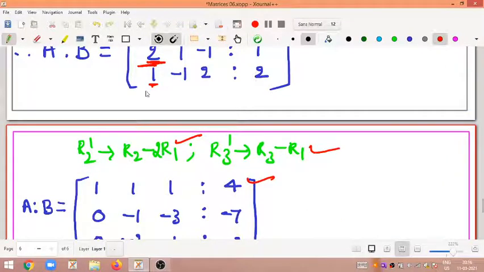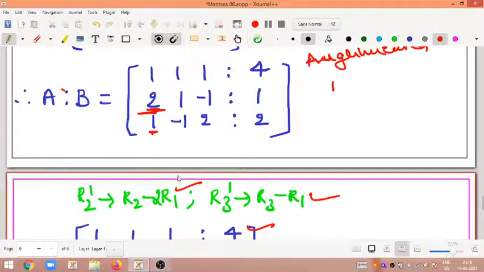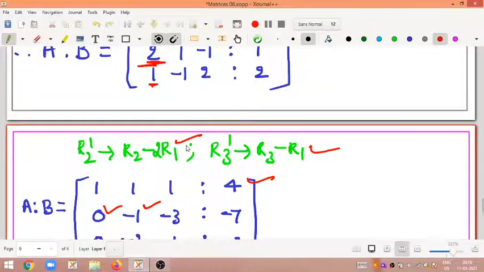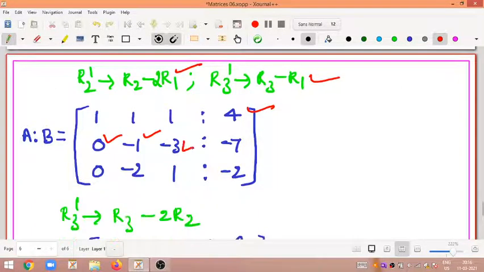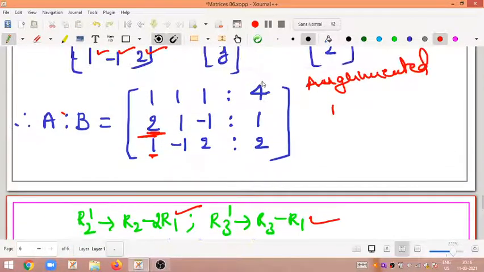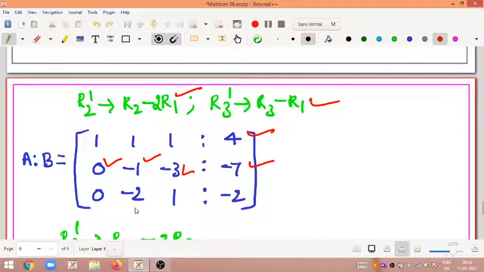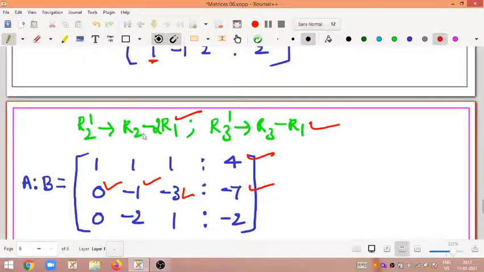Second row: 2 minus 2, 0, I kept here. Again, 1 minus 2, minus 1, I kept here. Again, minus 1 minus 2, that is minus 3, I kept here. Again, 1 minus 8, why? Because by multiplying 4, 8 will come. 1 minus 8 is minus 7. See here, I wrote here. That is the second row operation.